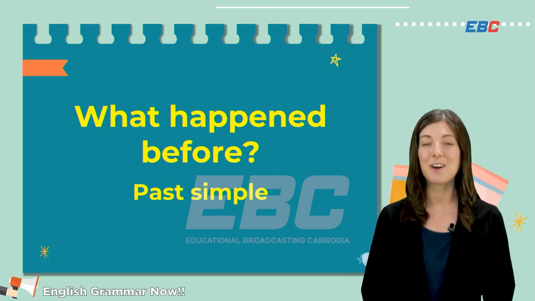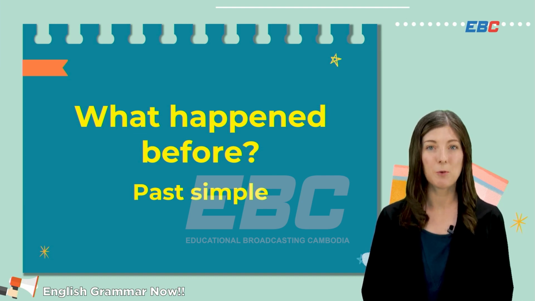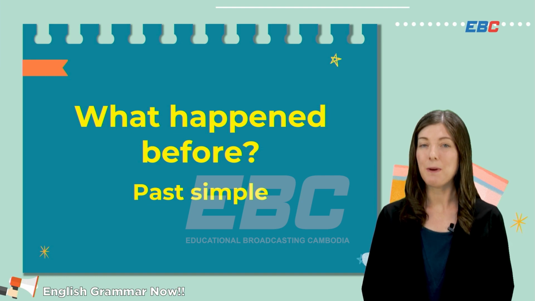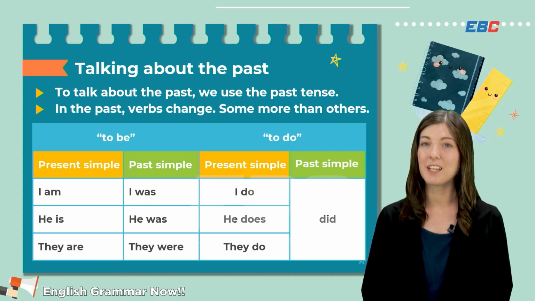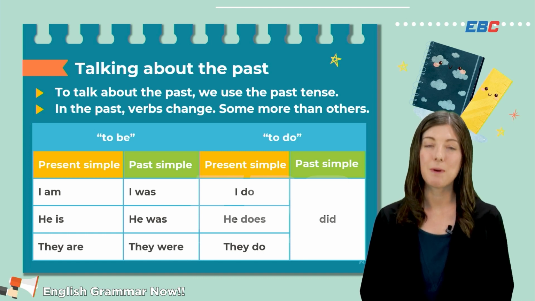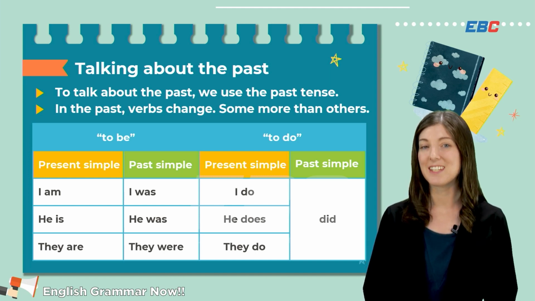Today, we're going to be talking about what happened before. We're talking about the past simple tense. Until now, we've been talking about the present, but the past has some important changes we need to know. When we talk about something in the past tense, the verbs change. Some verbs change more than others. You can see the comparison here.